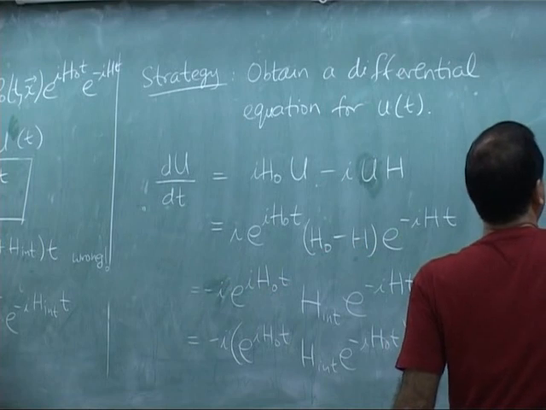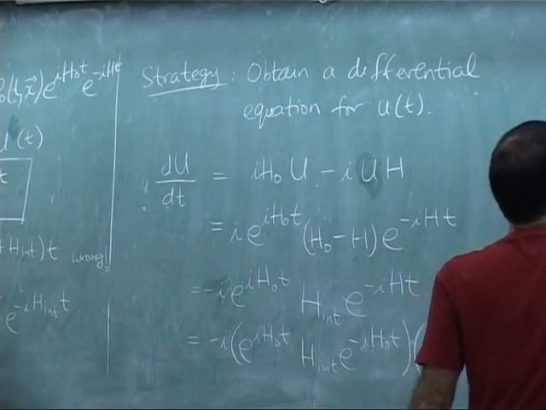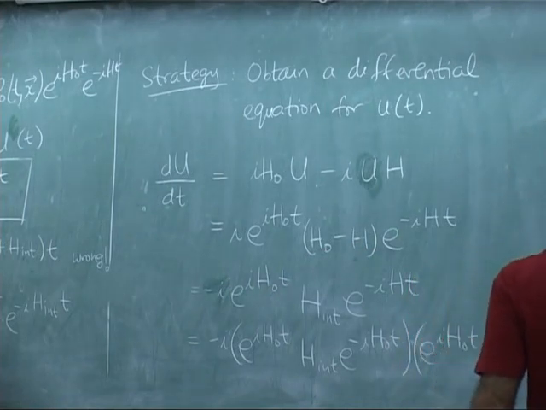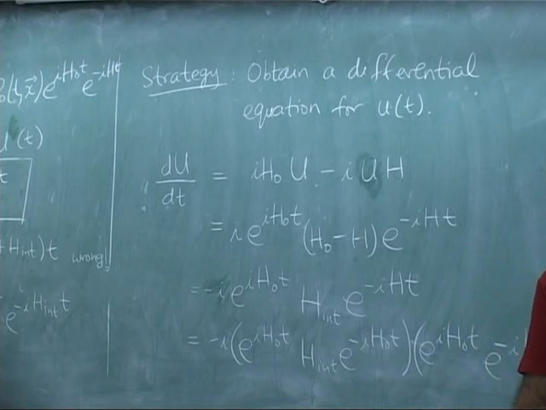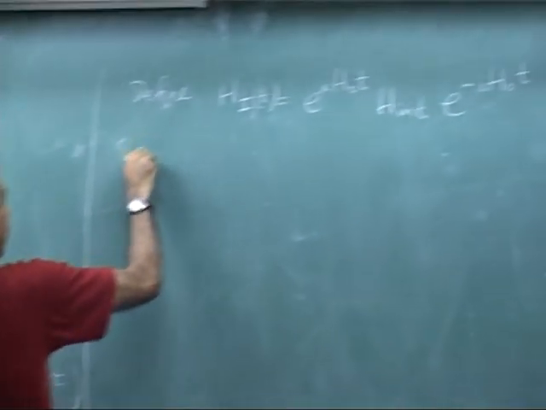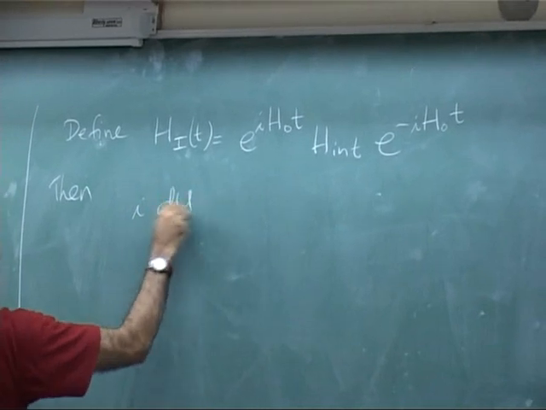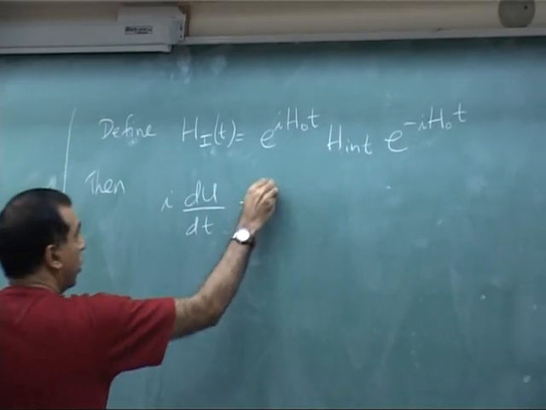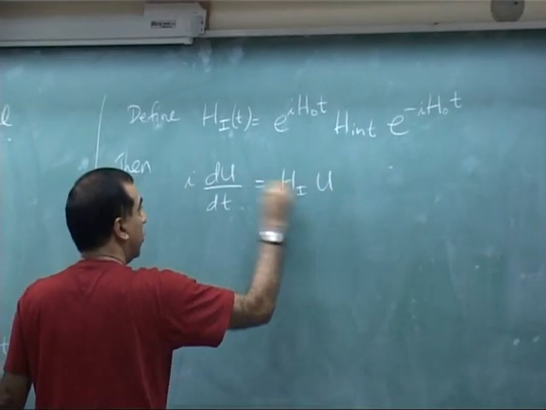So let's define, and then we'll understand its physical meaning in a moment, Hi of t to be the first factor. Then the differential equation is I du by dt is Hi times u.